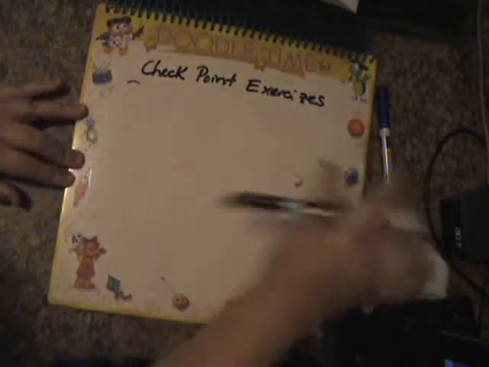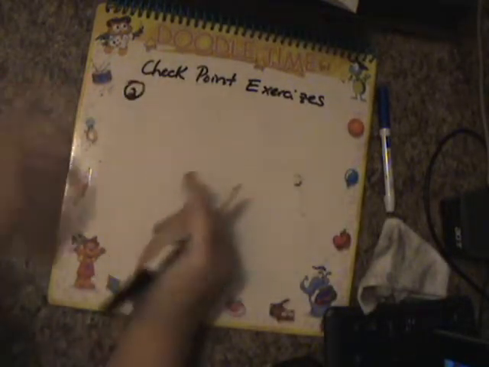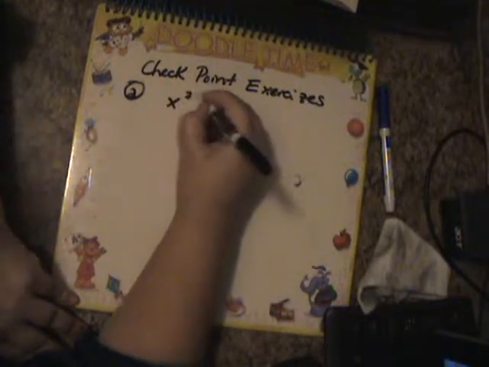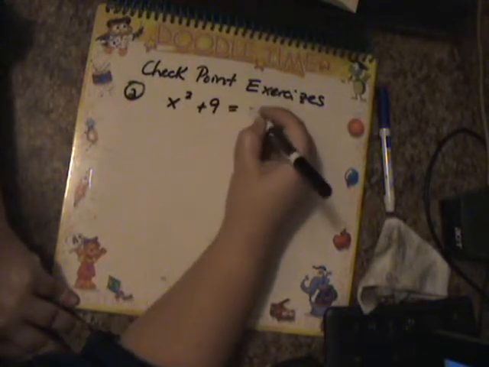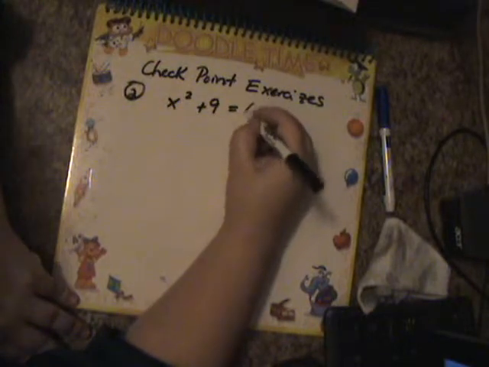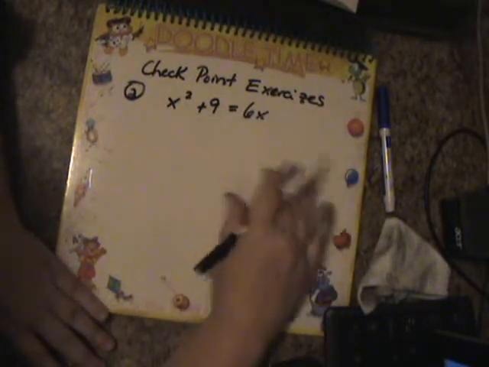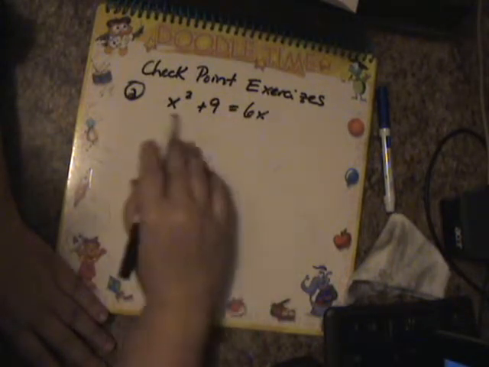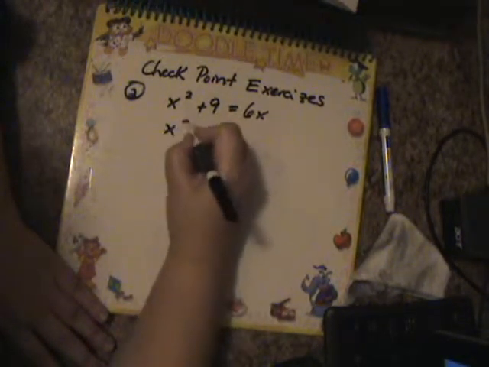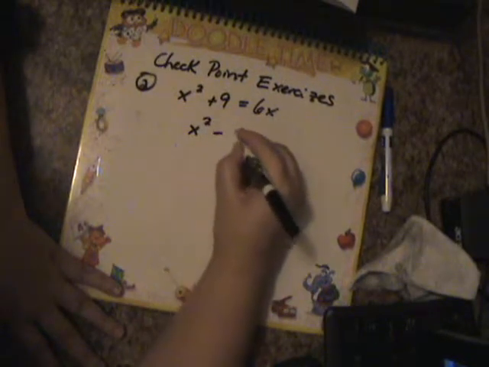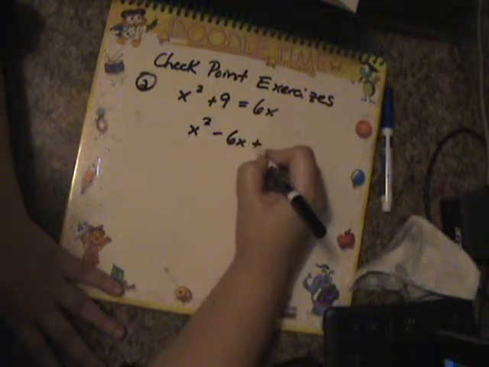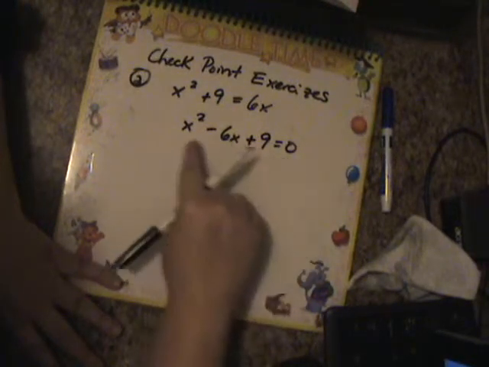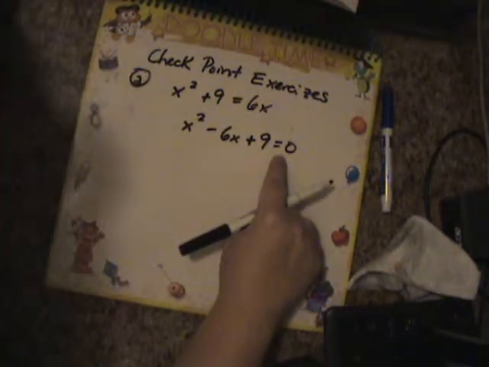Okay. On example 2, and you should have tried these already, this is checkpoint exercise number 2. I have x squared plus 9 equals 6x. Again, first thing, there are no common terms that I have to take out. So first put it in standard form, x squared minus 6x plus 9 equals 0. Now let's look at this. It's in standard form.